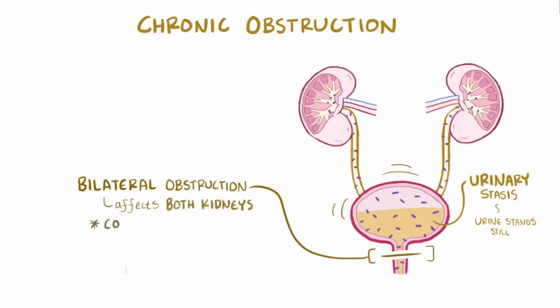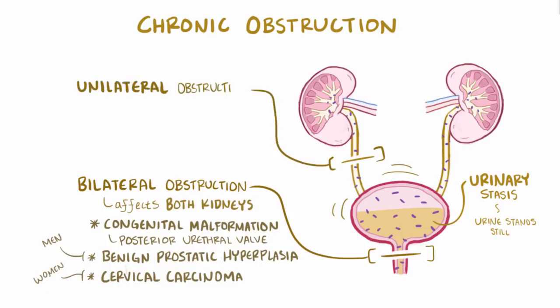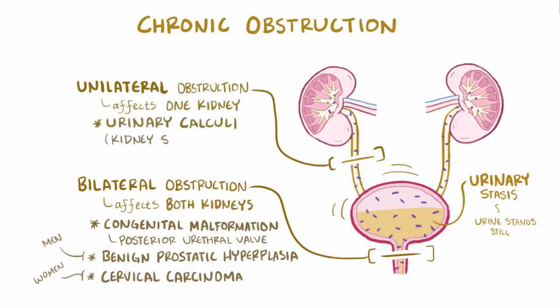Causes of this include congenital malformations, like posterior urethral valve, which obstructs the flow of urine through the urethra, as well as benign prostatic hyperplasia in men, which is an enlarged prostate, and cervical carcinoma in women, both of which might compress the urethra shut. Obstructions could be unilateral as well, which would be a little higher up and affect only one kidney, as in the case of urinary calculi or kidney stones.